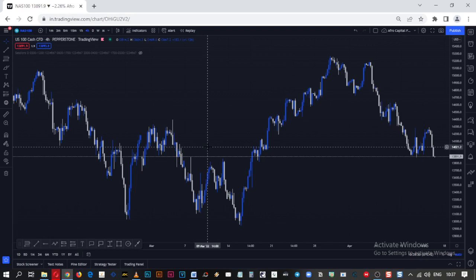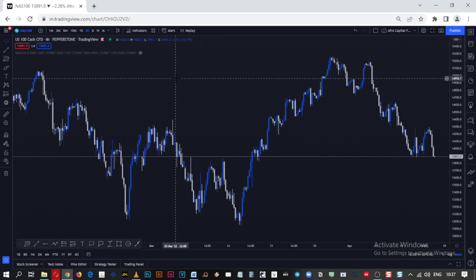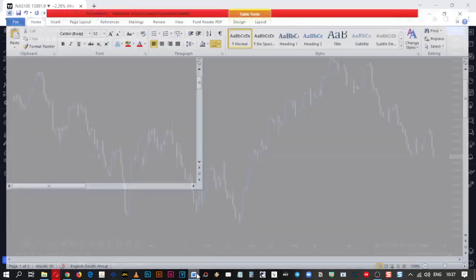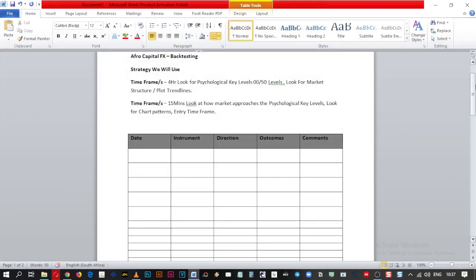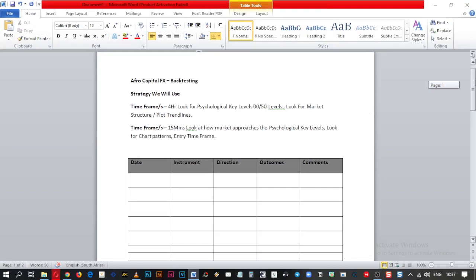Okay, now we are going to be back testing the NAS 100, not US 30. We do have a few guidelines which we are going to follow, and they are as follows. I hope this is quite clear. Yes, I think it is.